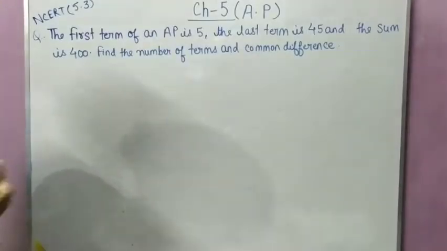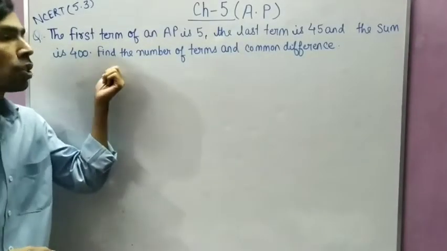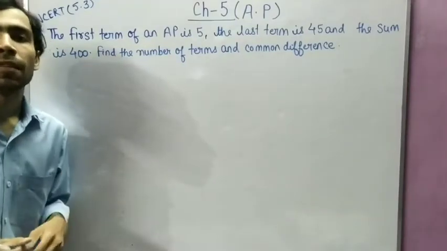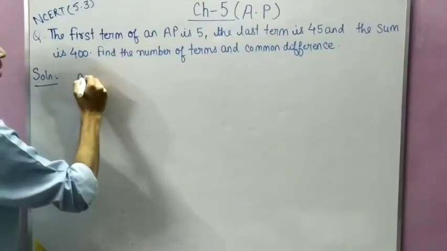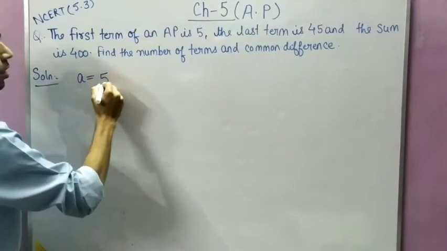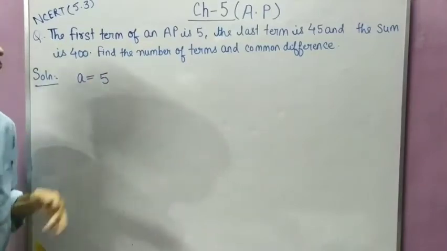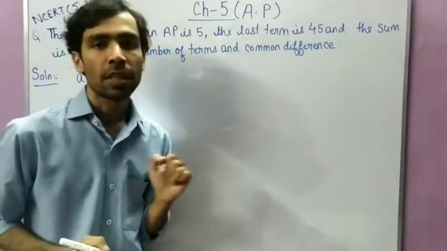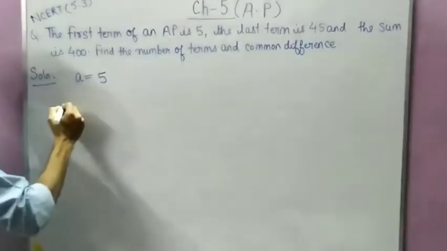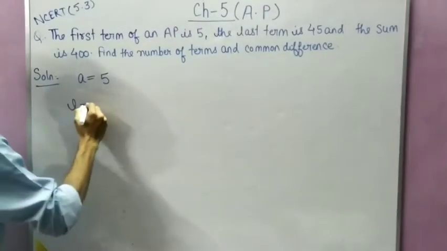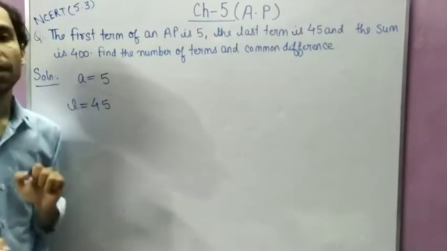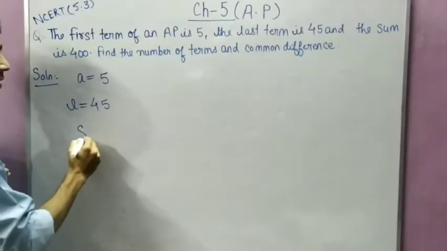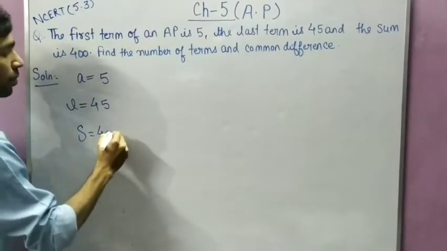Okay, and what is given in the question? The first term of the AP is given. So we all know that the first term is represented by small a, and which is equal to how much? 5. Okay, after that the last term is given. So the last term is represented by small l, and which is equal to how much? 45. And the sum is given, that is S equal to 400.